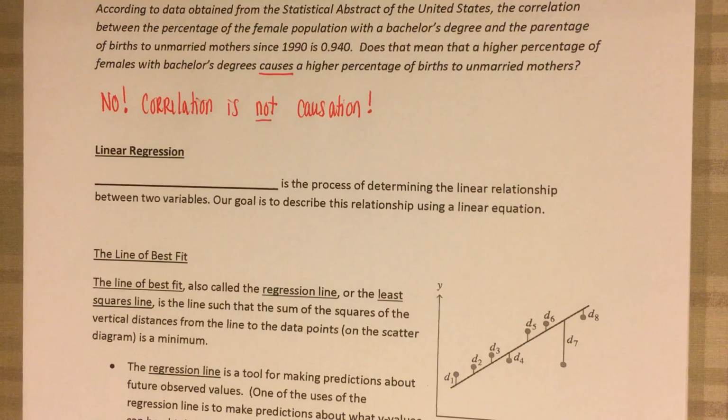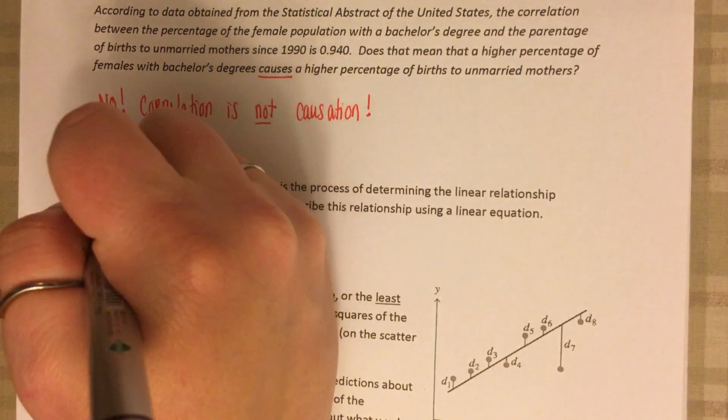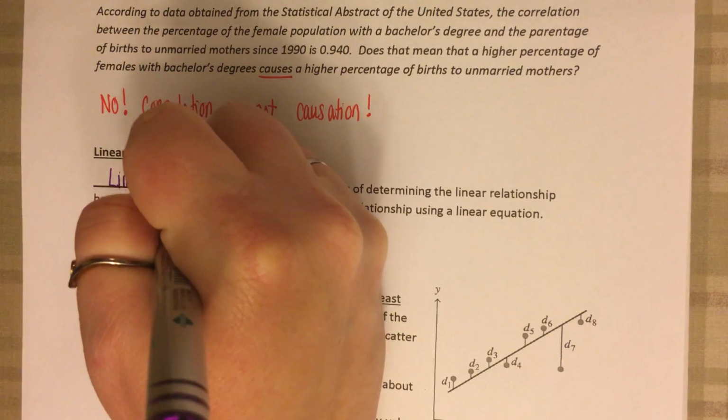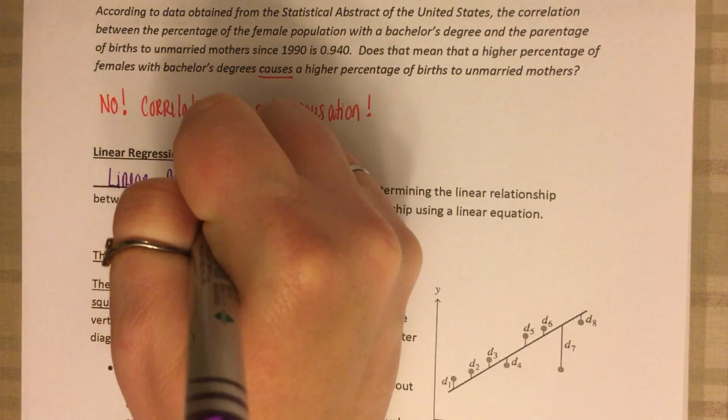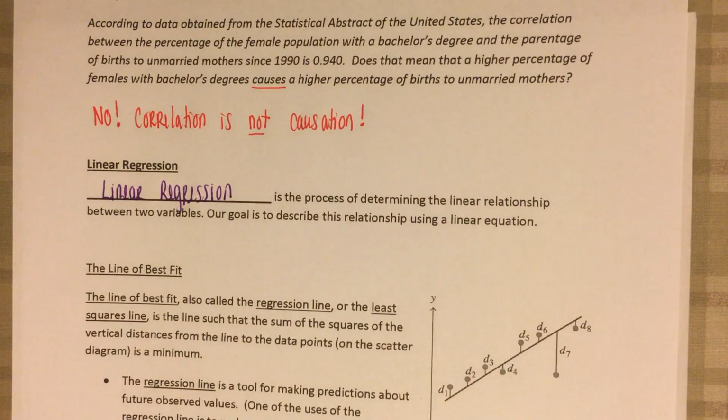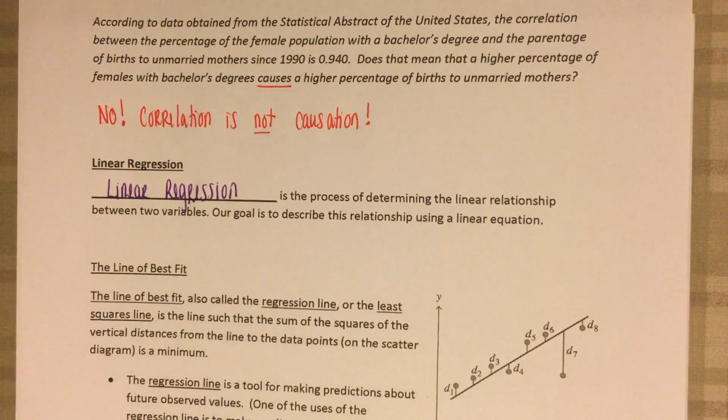All right, the last thing that we're going to talk about in this section is linear regression. What we're going to focus on for these last couple of examples is scatter plots where our data tend to form nice lines. So there is a linear shape to them, being a straight line. So linear regression is a process of determining the linear relationship between two variables. Our goal is to describe this relationship using a linear equation.